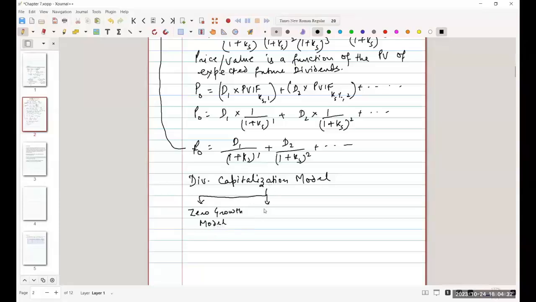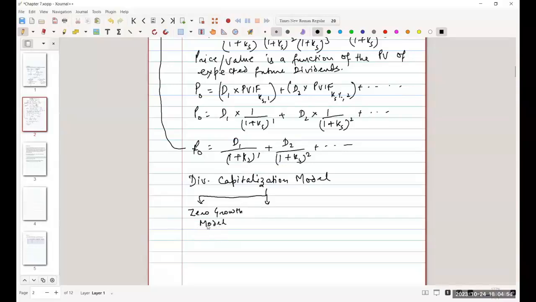Then we add a little bit of an element of reality, the real world, into it. We say, okay, no, assuming that dividends don't grow at all and just remain constant over a period of time, well, that is kind of difficult to believe. But the reason this model exists is because of its simplicity.